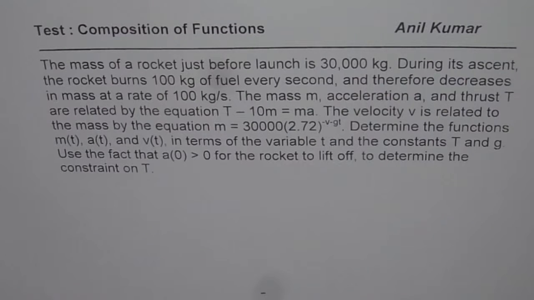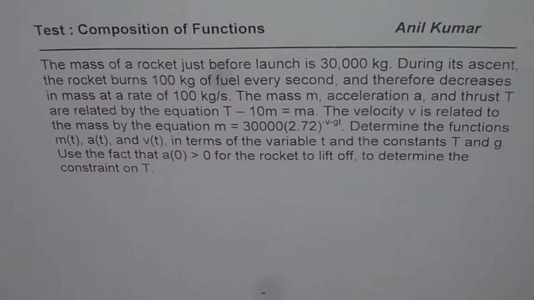The mass of a rocket just before launch is 30,000 kg. During its ascent, the rocket burns 100 kg of fuel every second and therefore decreases in mass at the rate of 100 kg per second. The mass m, acceleration a, and thrust T are related by the equation T minus 10m equals ma. The velocity v is related to the mass by the equation m equals 30,000 times 2.72 to the power of minus (v plus gt).